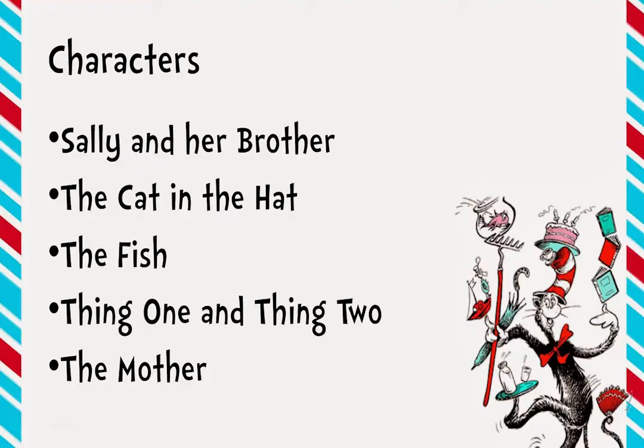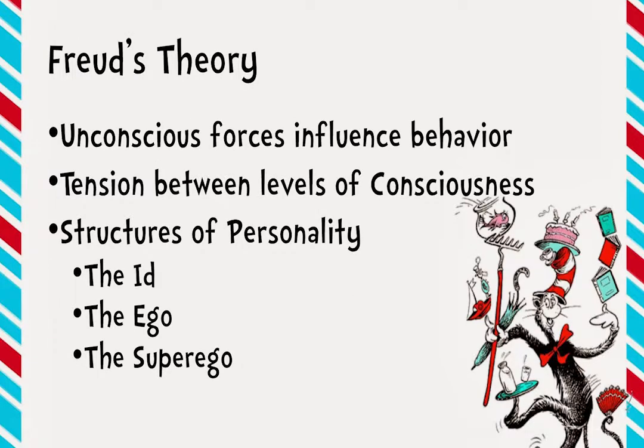So the characters in this book are Sally, her brother, the cat, the fish, Thing 1, Thing 2, and the mother. First, I'm going to analyze the characters from Freud's point of view. Freud believed that human thought and behavior was greatly influenced by unconscious psychological forces beginning in childhood and influencing you all the way through adulthood.